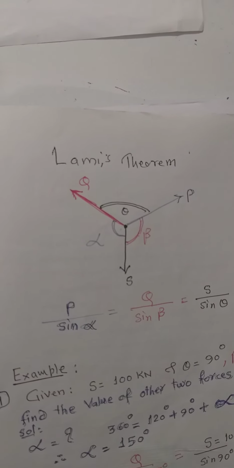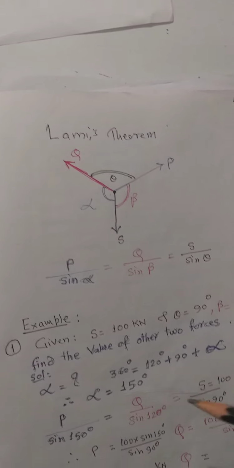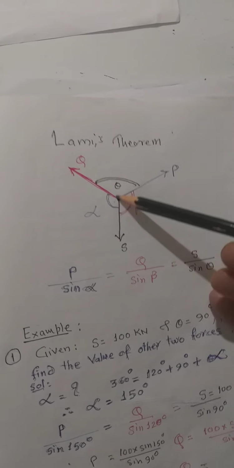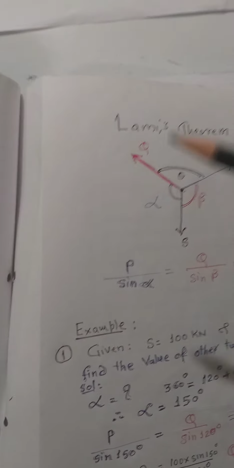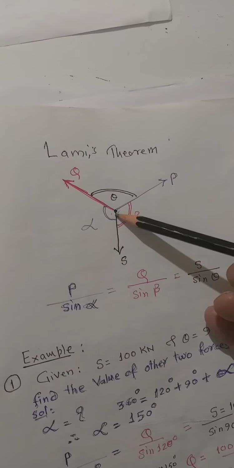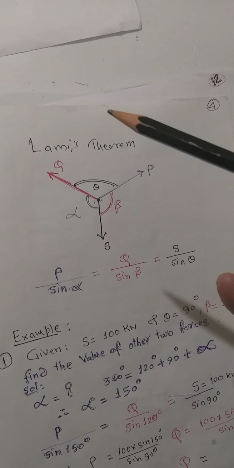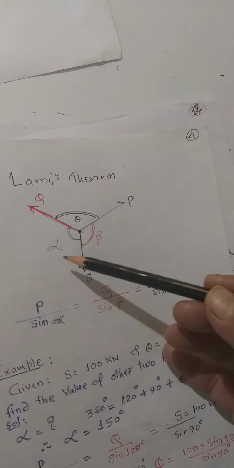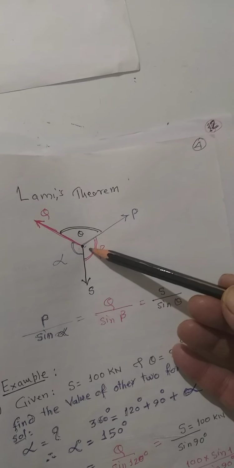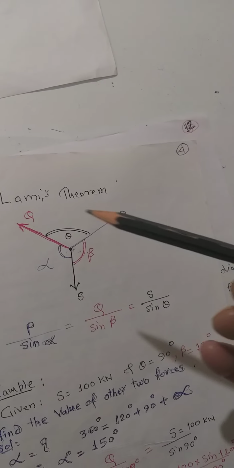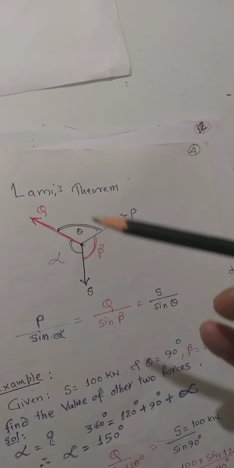Lami's theorem. That is Lami's theorem. That is, when three forces are simultaneously acting on the body. I can correct the definition: when three coplanar forces are simultaneously acting on the body and the body is in equilibrium. I will repeat the definition. When all three coplanar forces are simultaneously acting on the body and the body is in equilibrium, then each force is proportional to the angle between the other two forces.